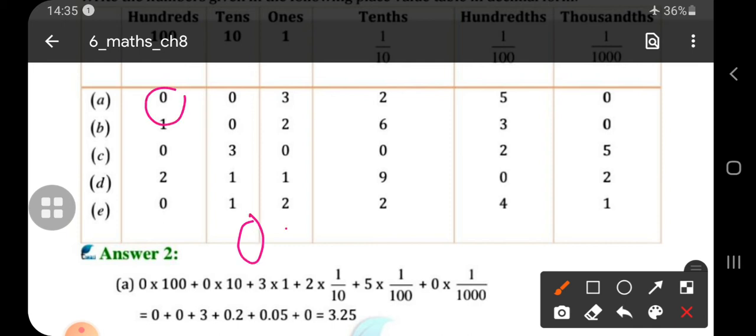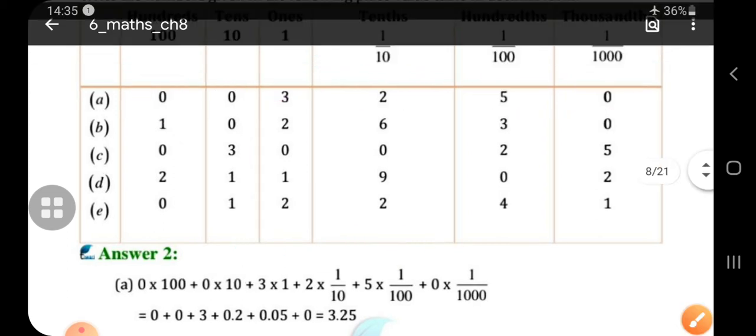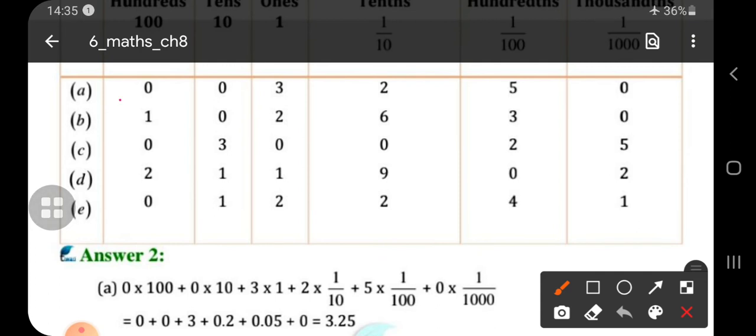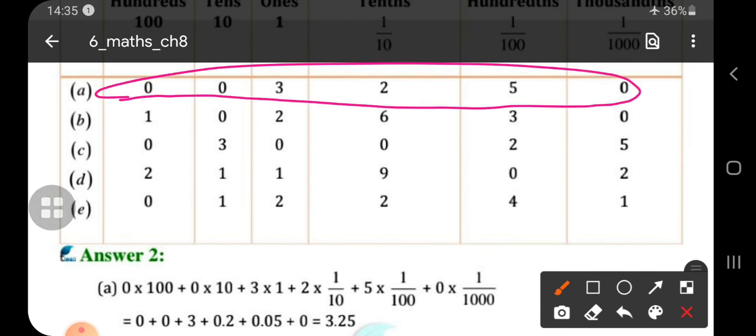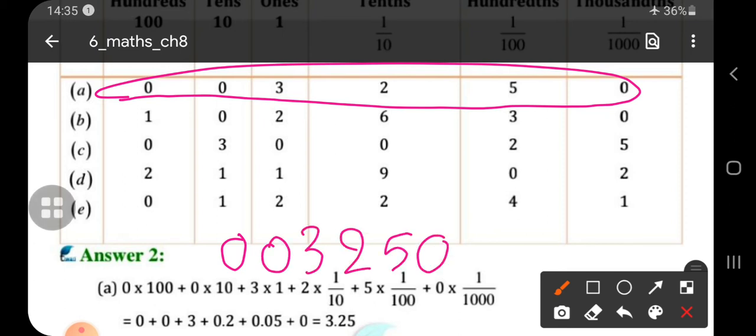0, then also 0, then 3, 2, 5 and 0. I have written all these numbers. Let me write once again. These numbers I am going to write here as they are: 0, 0, 3, 2, 5, 0. Now, this is the ones and this is the tenths. Where do we have to put the decimal point? Remember the table: between ones and tenths. It means you have to put the decimal point between 3 and 2.